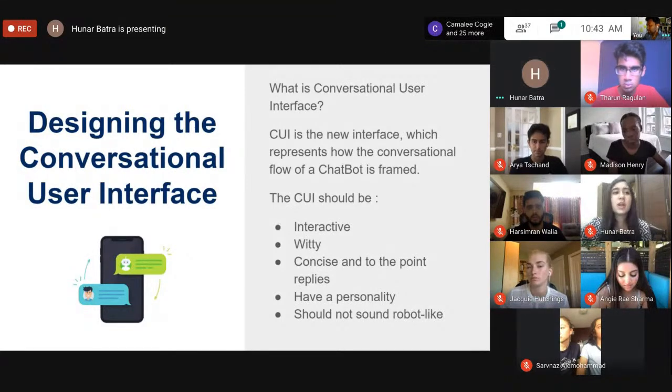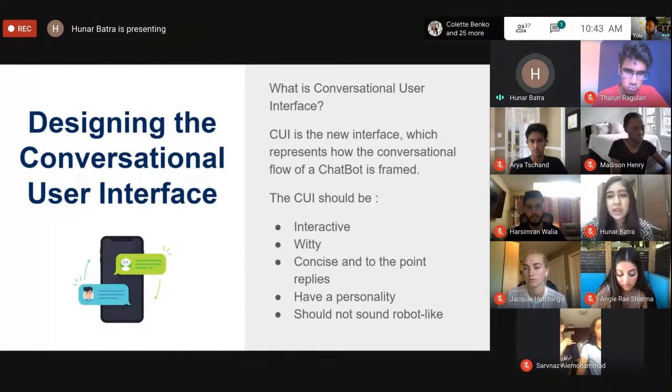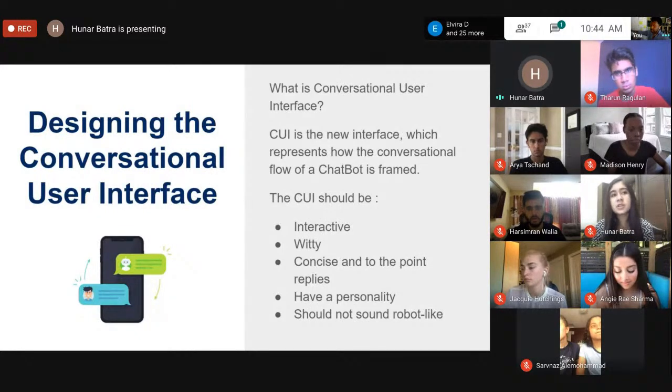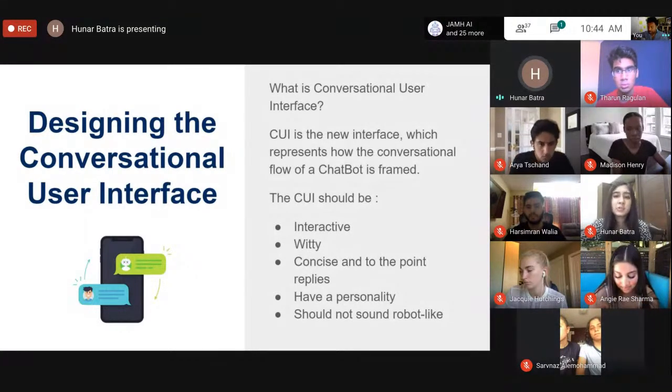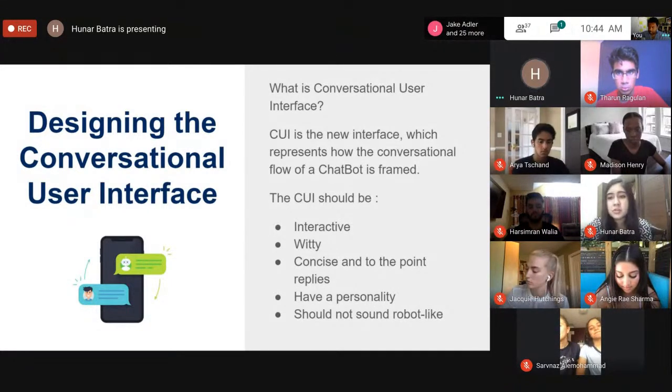Continuing with designing the conversational user interface, the CUI is how the chatbot actually interacts with the customer. To design this, you need to consider the different queries a user might have. For a financial chatbot, a user can have different kinds of queries about different terms, so the chatbot should be able to handle all of those different topics. You need to consider all of those when designing it.